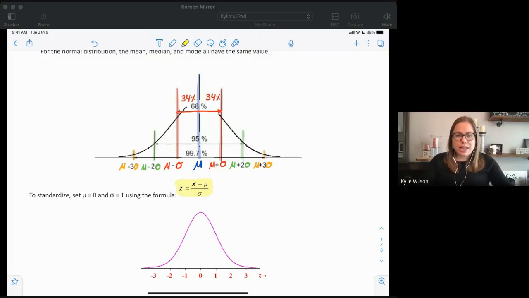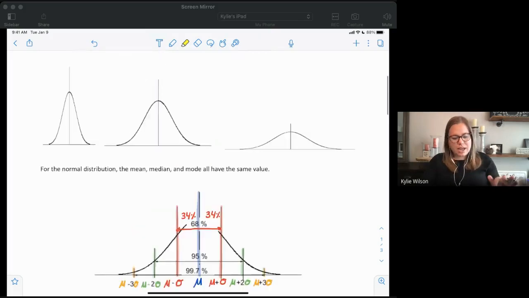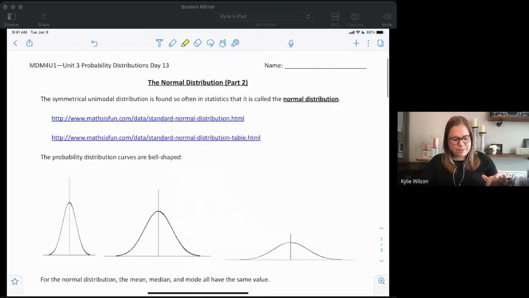Anytime we're looking at percents about normal distributions and all this work that has been gathered about the normal distribution, we have to make sure our data is in terms of standard deviations. So that's really important for us to do, and I'll show you what that means later on. Now, let's go back to this second link here.